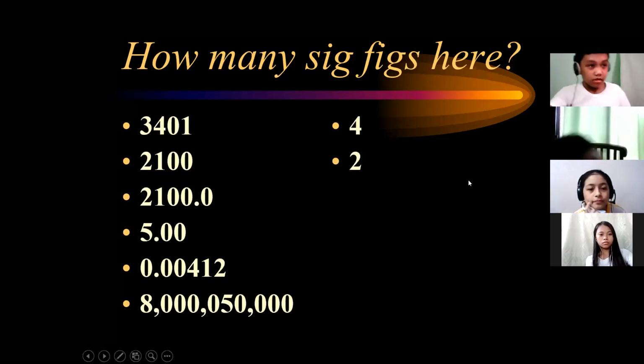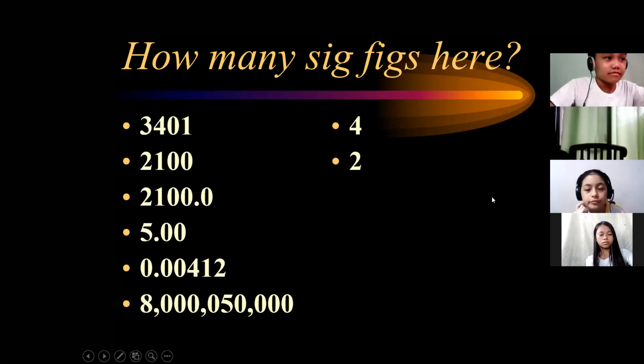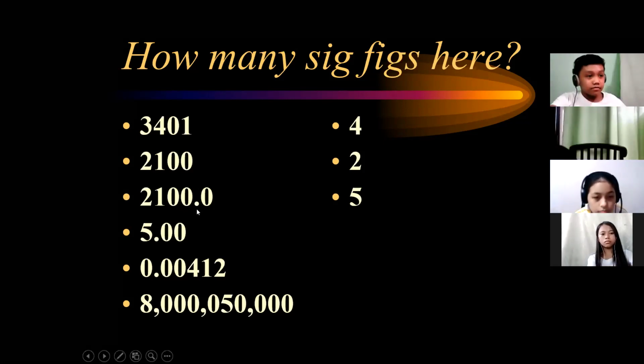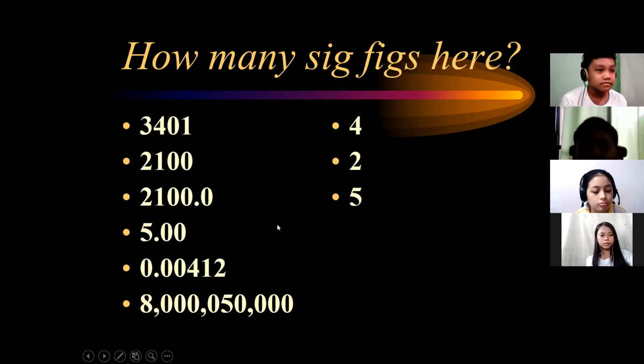Very good, Charles. What about if we add a decimal point? 2,100.0. Rohan, what's your answer? 5. Okay, Rohan answered 5. So the answer is 5, correct? Why is it 5? You now include the zeros in between because this 0 after the decimal point is a significant digit. Confusing, right? I know.